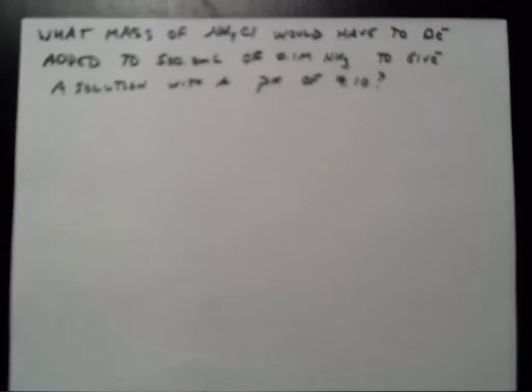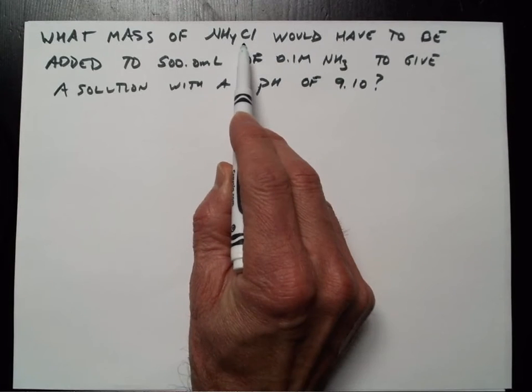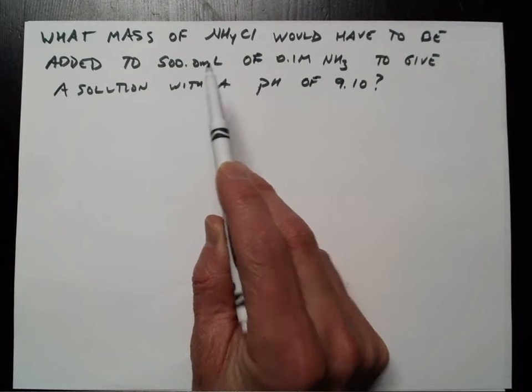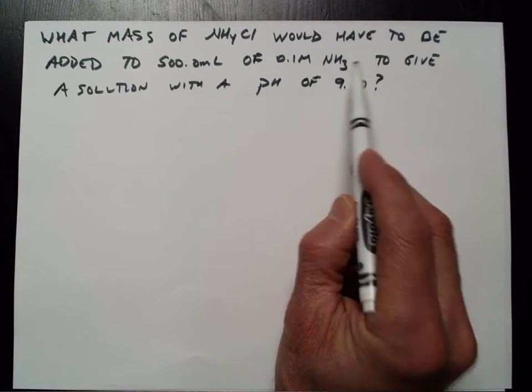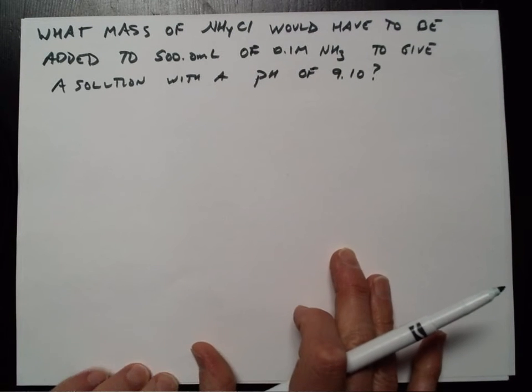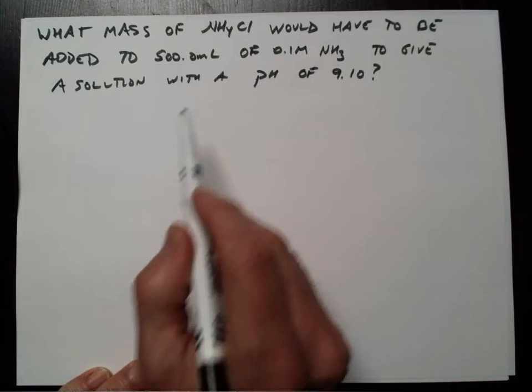Okay, we are on the PowerPoint for Chapter 18, Slide 9, question number 2, which reads, what mass of ammonium chloride would have to be added to 500 milliliters of 0.1 molar ammonia to give a solution with a pH of 9.10? Well, this is going to be an acid-base buffer question.